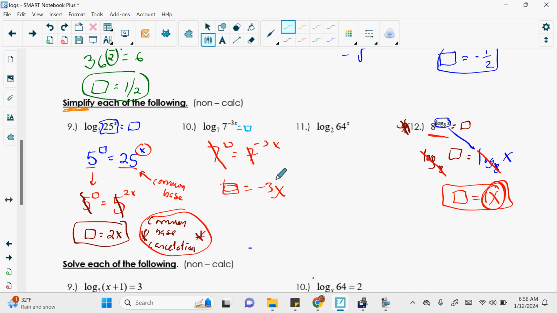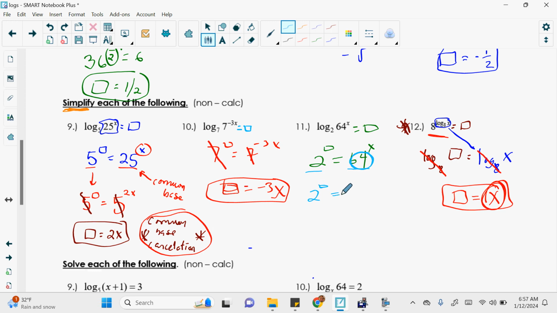So it's going to be 2 to the box equals, all right? Now, 2 to what power gives you 64? So it's 2 to the 6th power. So it'd be 2 to the 6x, common base cancellation of the 2's. So our box would equal 6x, which basically means that if we were to simplify this, it would actually just equal 6x.